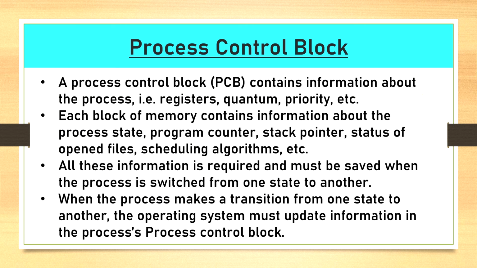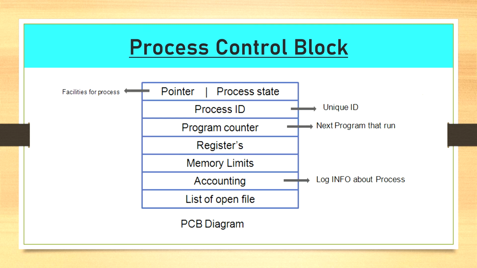The next topic in the bucket list is process control block or PCB. While creating a process, the operating system performs several operations. As the operating system supports multi-programming, it needs to keep track of all the processes. For this task, the process control block is used. To track the process's execution status, each block of the memory contains information about the process state, program counter, stack pointer, status of the opened files, scheduling algorithms, etc.